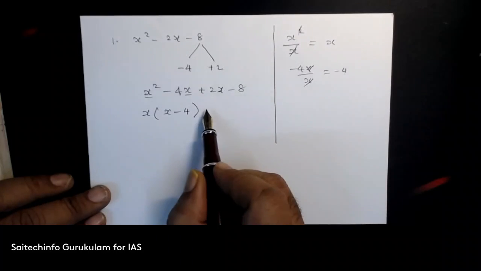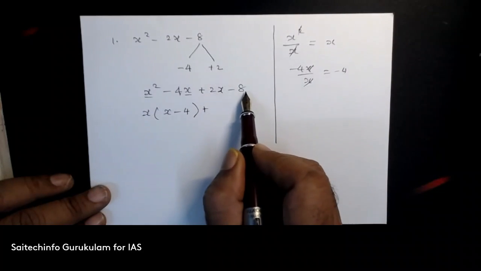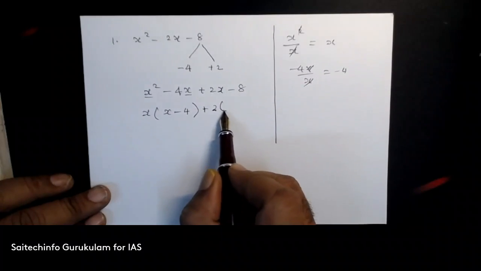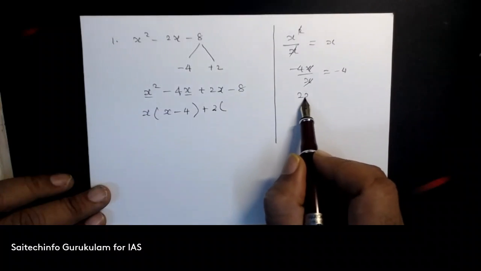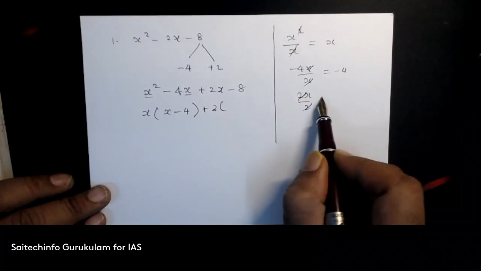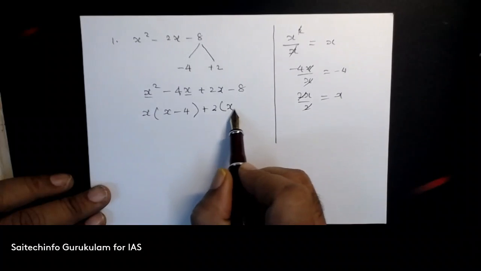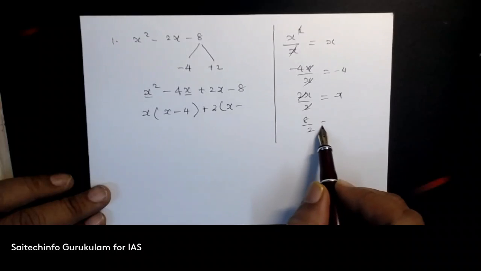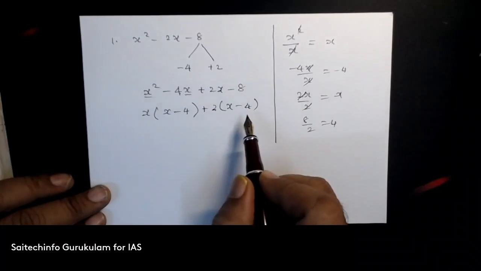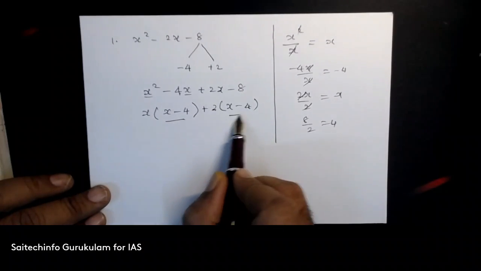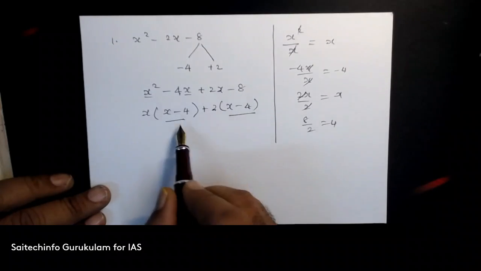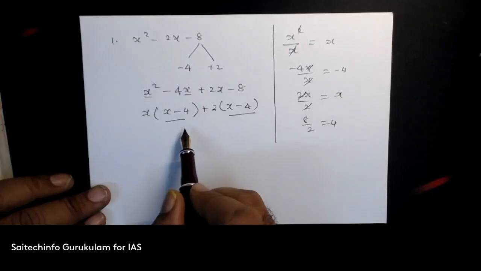Close the bracket. And 2x and 8, which is common, 2. So that is the greatest common divisor. So take outside the bracket, and 2x divided by 2, cancel, you are able to get x, put x, and then minus 8 by 2, that is 4, you can put 4. Make sure that you should get x minus 4 in both these terms, so that you can take this as the GCD in the next step.